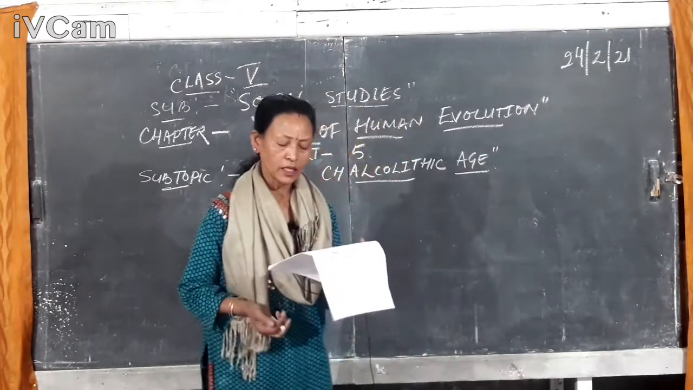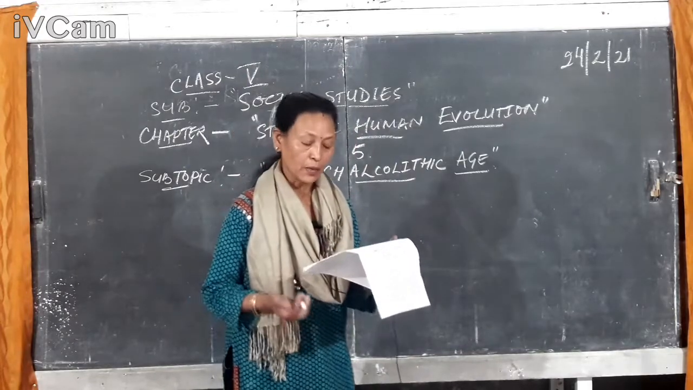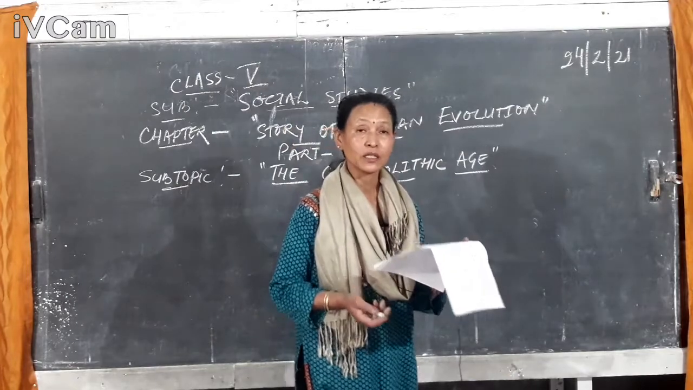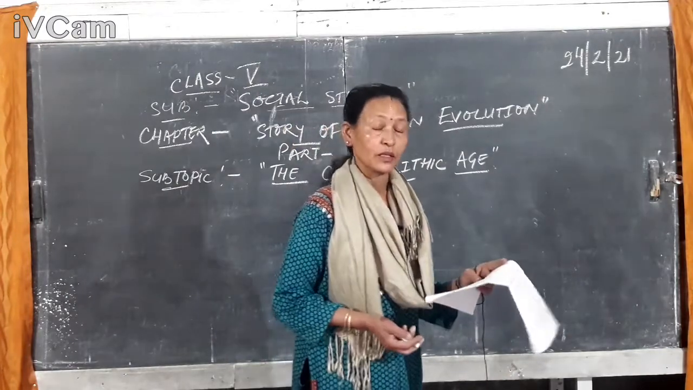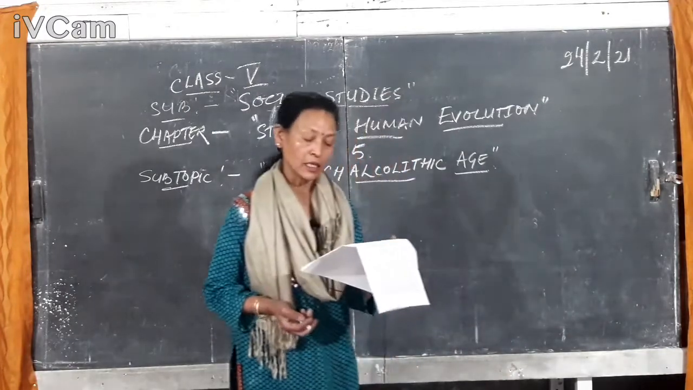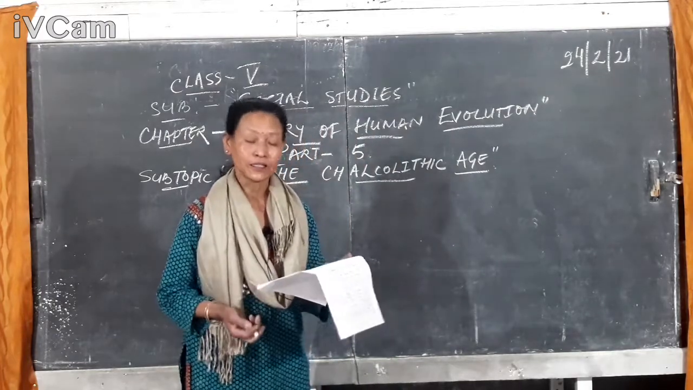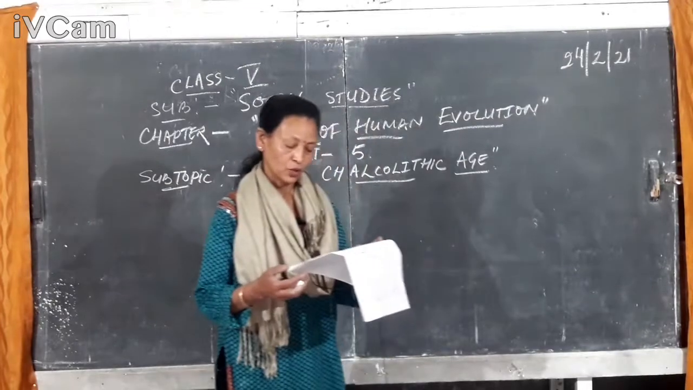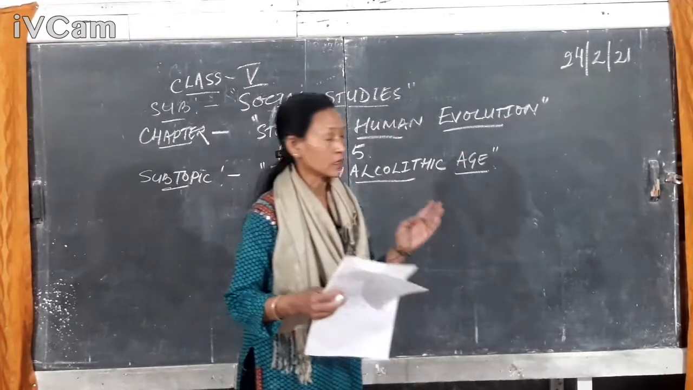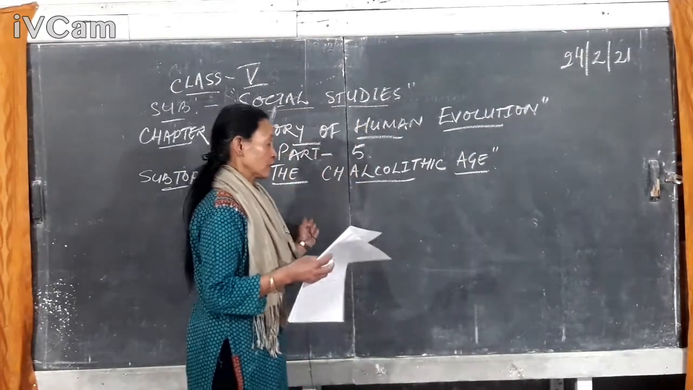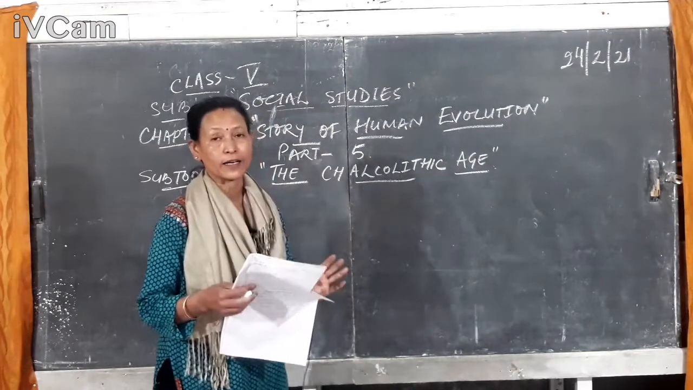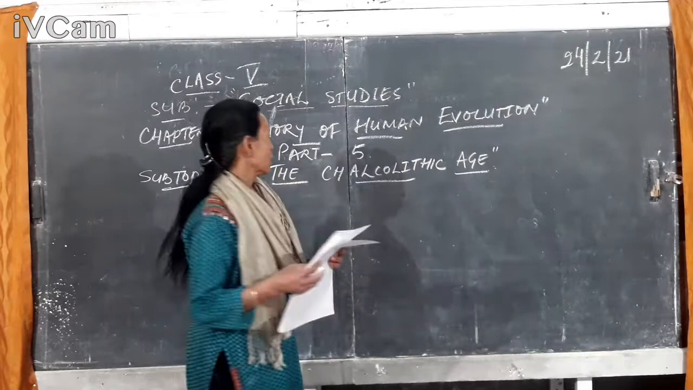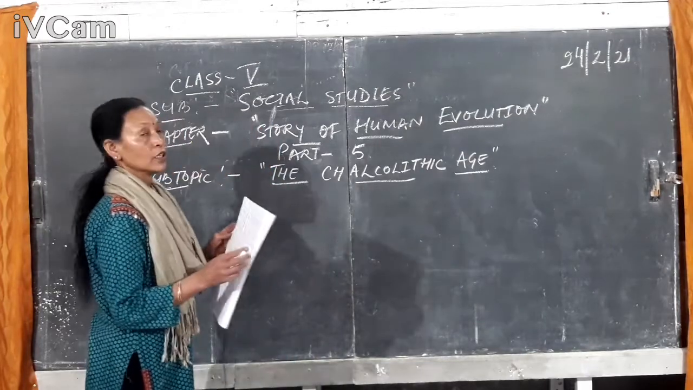Now, cereals such as wheat and barley were grown. And pulses such as black gram and green gram were grown in this age. So today we have learnt about the Chalcolithic age, and this is the last paragraph of this chapter called The Story of Human Evolution.